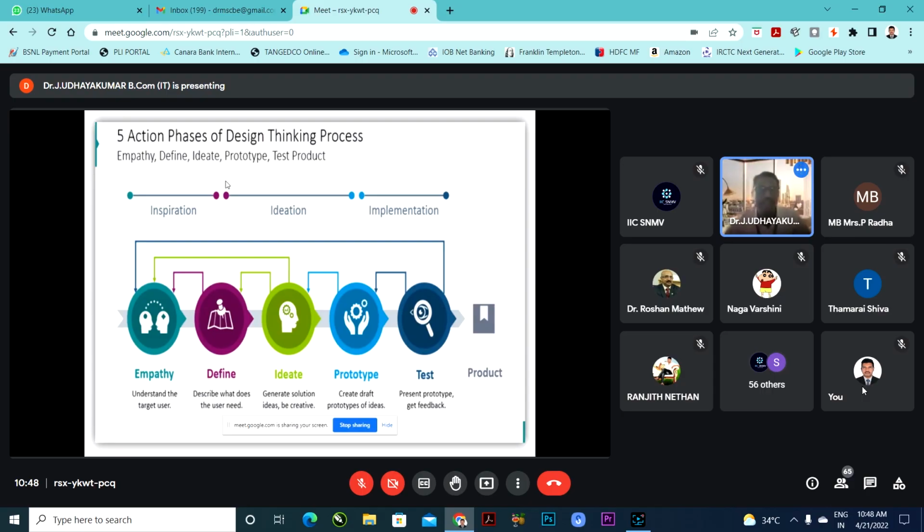The third stage is ideate. We have to give some solution to the problem. The third stage in the design thinking process is when designers are ready to start generating ideas after understanding the target user. We will have a problem statement, and from that statement we have to give some ideas. The ideas may come with the help of brainstorming.